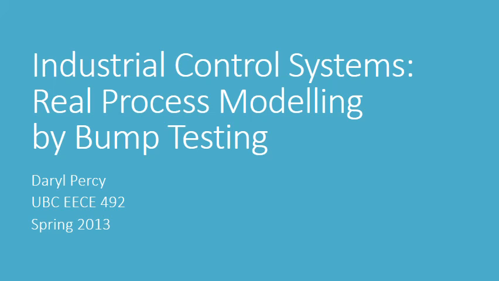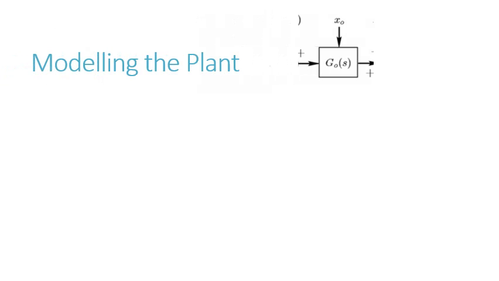Hi there, I'm Daryl Percy, and I'm going to give a brief presentation here on real process modeling in heavy industry like oil and gas, mining, pharmaceutical, pulp and paper, these sorts of industries, and how the control systems are implemented there. And we're going to be talking about how you need to model the plant and why you need to do that and how it's done with bump testing and how that's different from what's taught in academia.